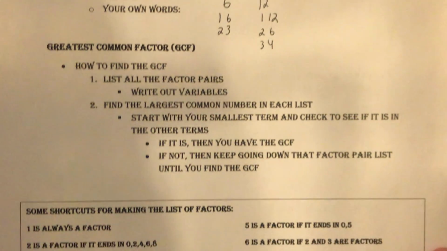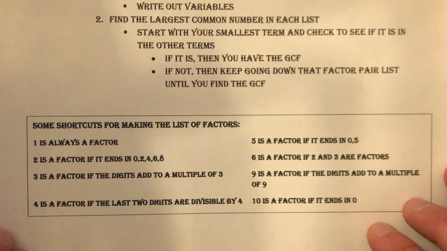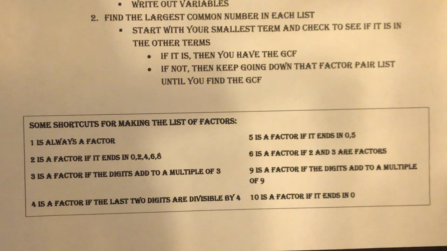Now at the bottom, I've given you a couple little tricks of the trade, some shortcuts to seeing if you have these factors. First one is 1 is always a factor. 2 is a factor if it ends in 0, 2, 4, 6, or 8, so even numbers. 3 is a factor if the digits add to a multiple of 3. So let's take 12 for instance. If we add the 1 and 2 of the 12 together, we get 3. Well, right there we know that 3 is a factor. 4 is a factor if the last 2 digits are divisible by 4, so we don't even have to check however many digits there are, just the last 2, see if they're divisible by 4.